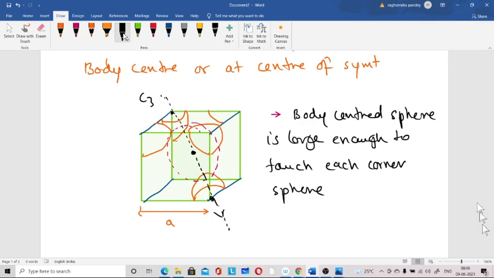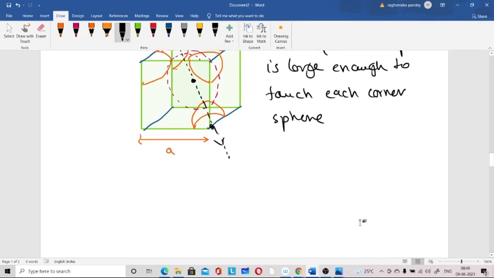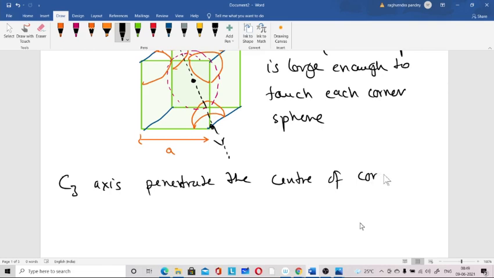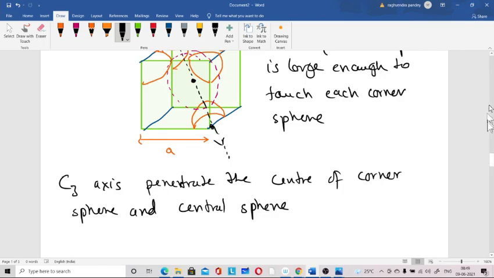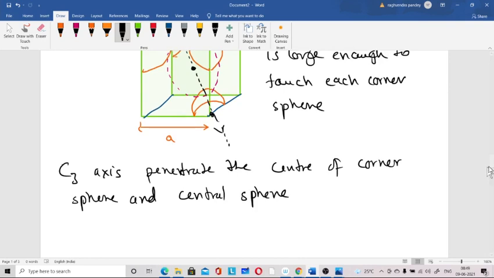So that is your C3 axis, and this is your body center or the center of symmetry. One thing you have to remember, the C3 axis penetrates the center of the corner sphere and the central sphere. So that is your C3 axis.